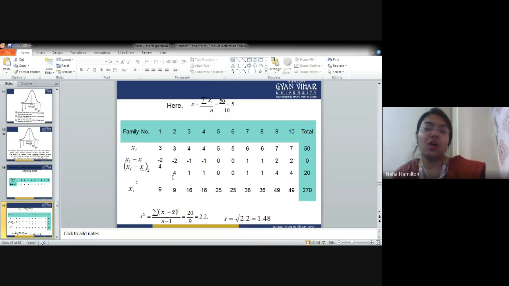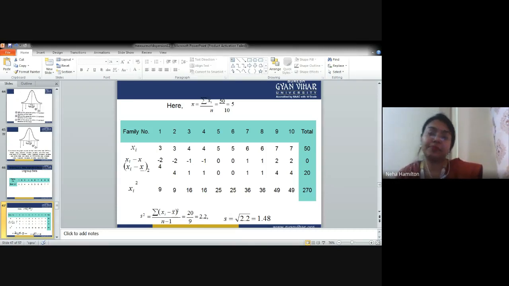And then after squaring, we add it, and the total comes out to be 270. After doing all the calculations and taking the square root, the answer comes out to be 1.48. Okay, so I am giving you 2 minutes. Write it down in your copies so that you understand how we have actually solved this problem.